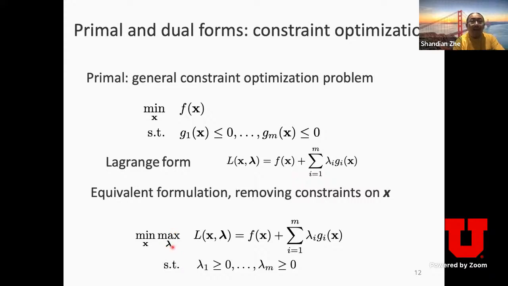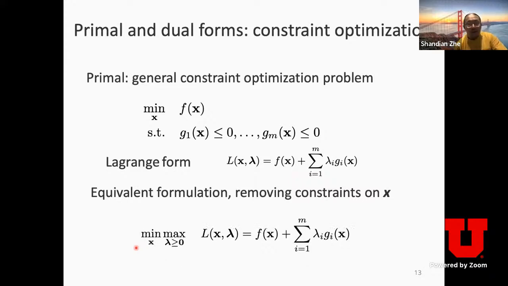In the inner level, we're going to maximize the Lagrange function with respect to lambda. But here, we only require lambda to be non-negative. So you see that the constraint over lambda is very simple, right? It's usually much simpler than the general case like g1(x) to gm(x) less than or equal to 0. Then in the outer level, we're going to minimize the Lagrange function with respect to x, the original variables we want to optimize.